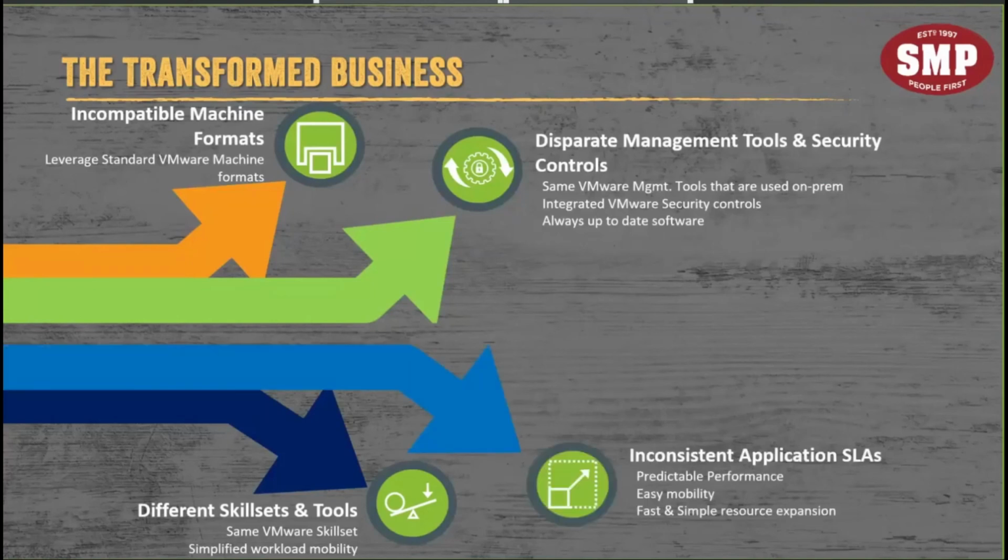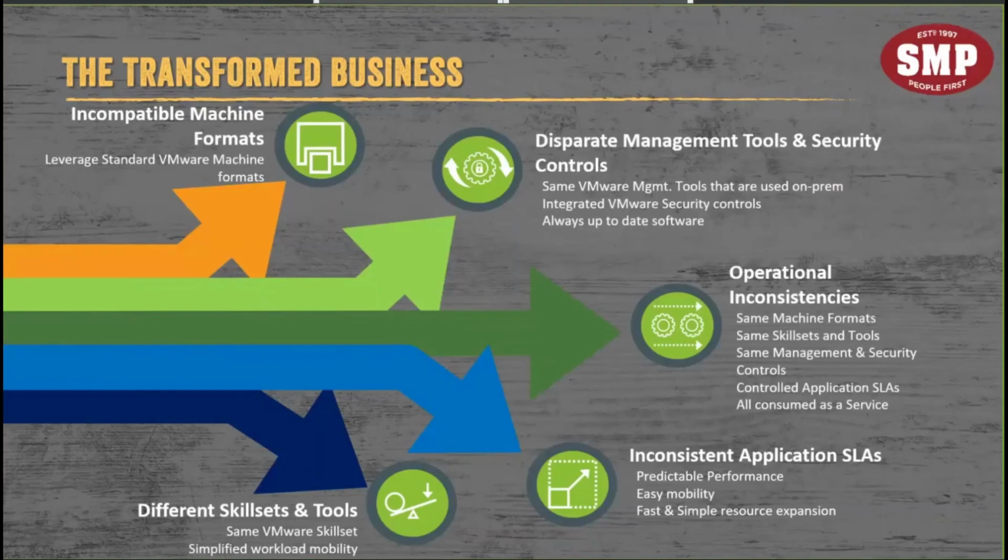Inconsistent application SLAs: it's predictable performance. We understand where the metrics are going to be, and it's easily mobile, and it's fast. So if I don't have the resource required, I can increase those resources within 5 minutes. So it really makes it easy to ensure that you do have those application SLAs. And when you pin all four of those together to the last one, which is operational inconsistencies, again, it's all the same that you've already been used to, and it's all consumed as a service. So you don't have to worry about where everything is standing. When it's consumed as a service, it's naturally going to improve your operational efficiencies.